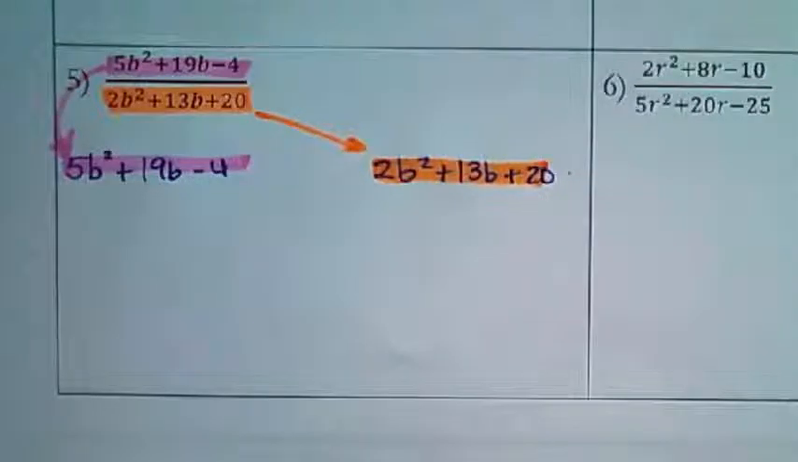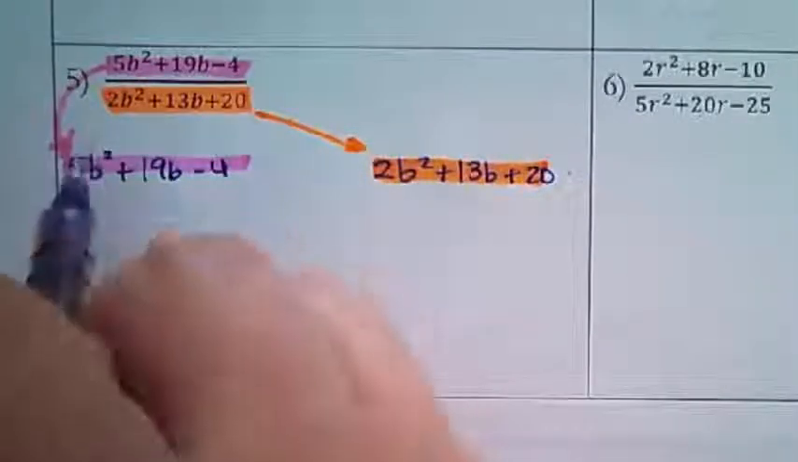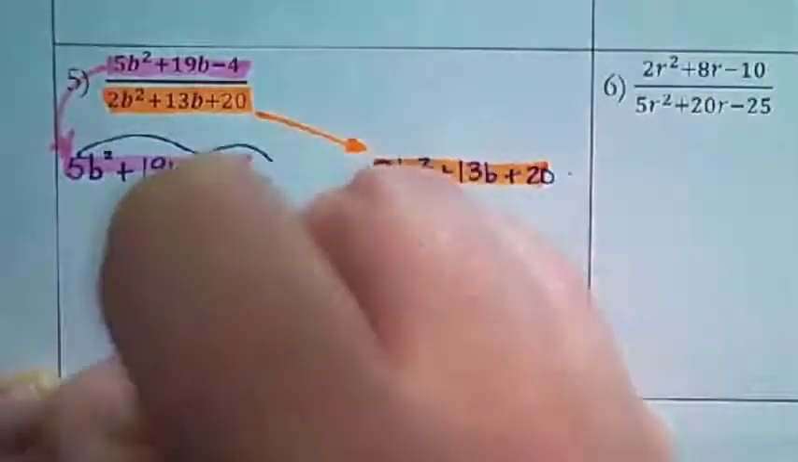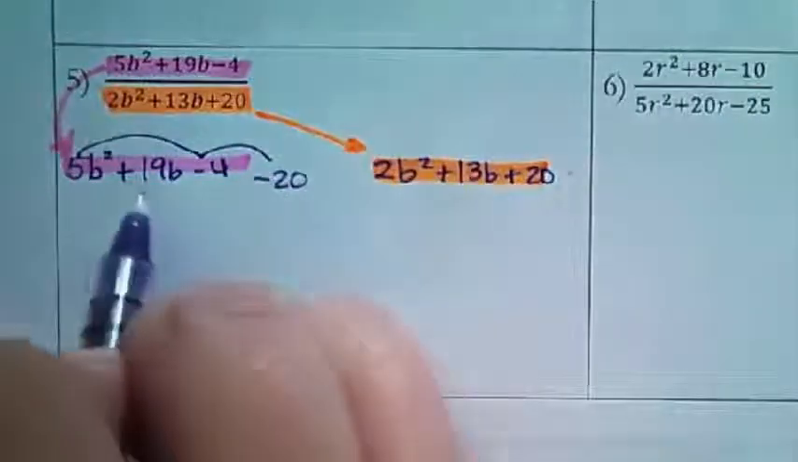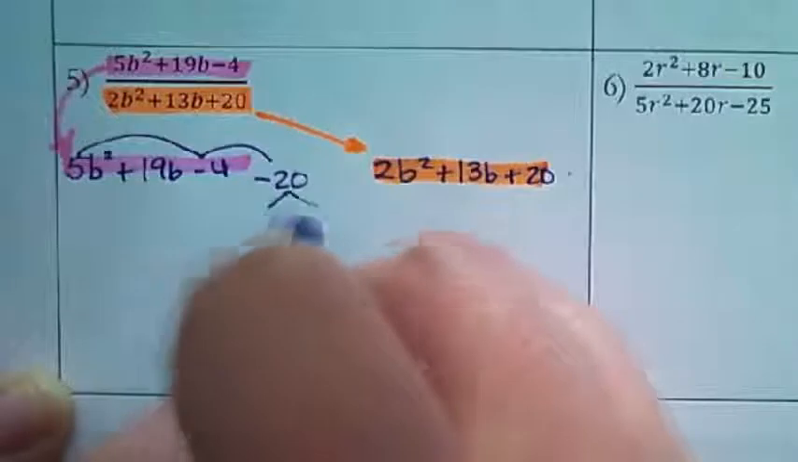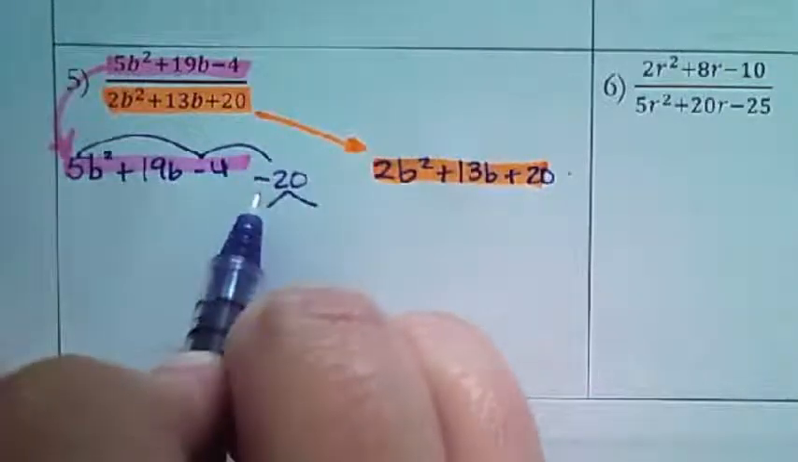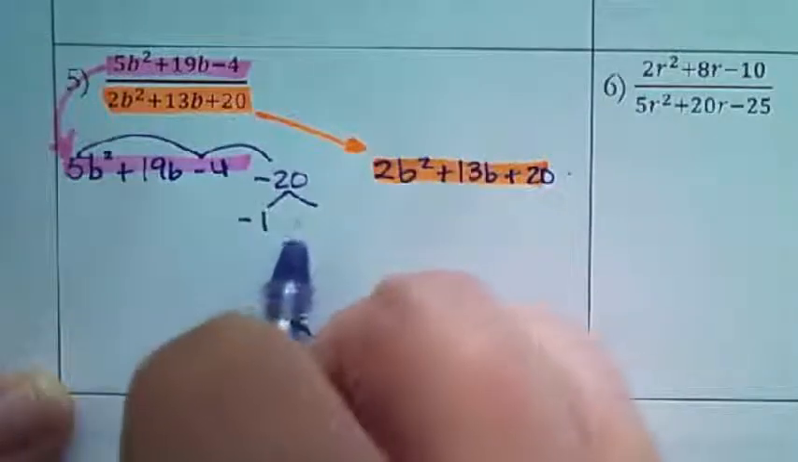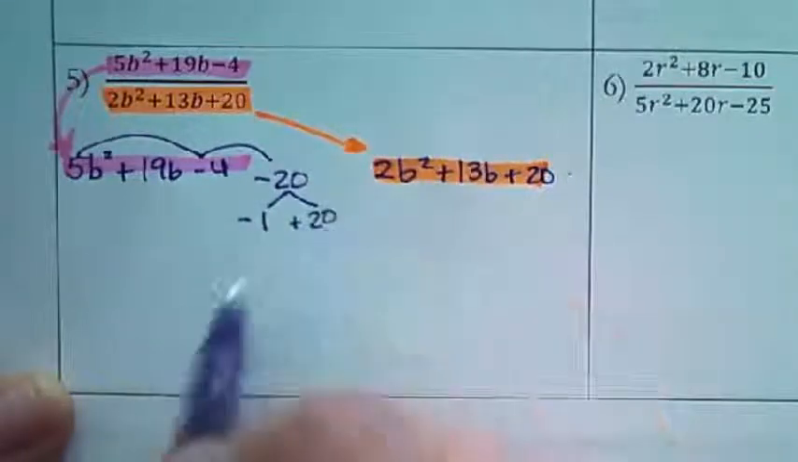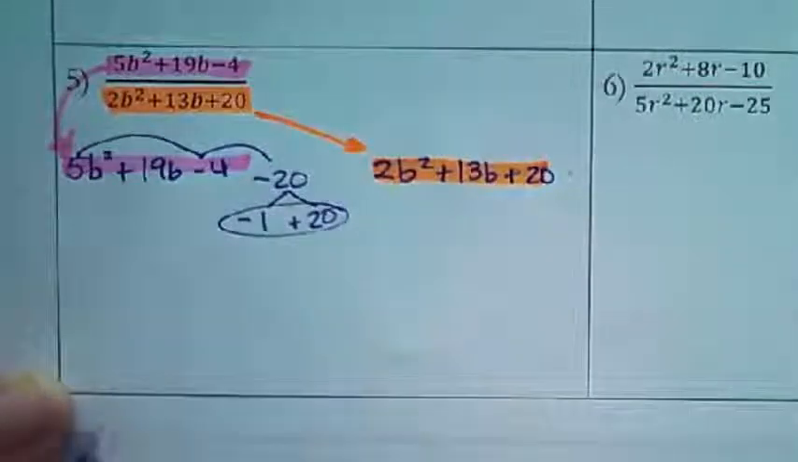And it's going to require us to use our little bouncy method or the X method, whatever works best for you. I'm going to go ahead and do these with the bouncy method. So 5 times negative 4 gives me negative 20. I need factors of negative 20 that add up to positive 19. One's going to be negative and one's going to be positive because that's the only way I'll get negative 20. So I know if I do negative 1 and positive 20, that combined will give me positive 19.